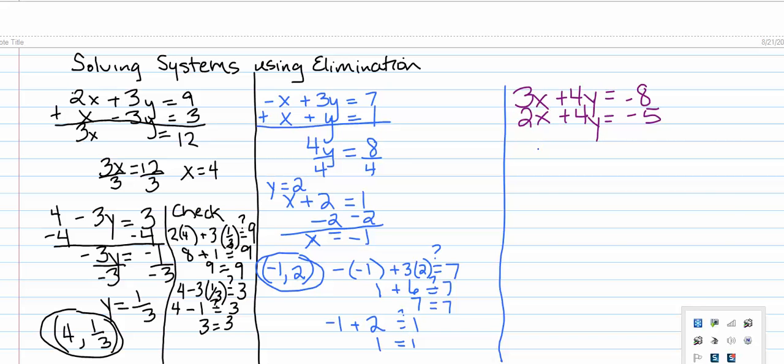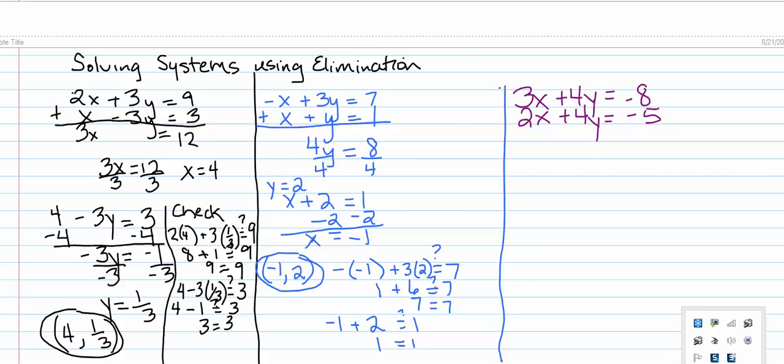Okay, the third system, the purple one. If I look at the y's, I do see that the y's have the same number in front. The only problem is that they're not opposites, though. I like to have a pair of opposites. That way, all I have to do is add my two equations together. Some textbooks or some teachers will teach that you can subtract your two equations as well. I just like to add. I don't like to have to worry about subtracting.